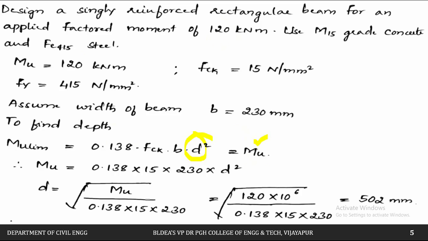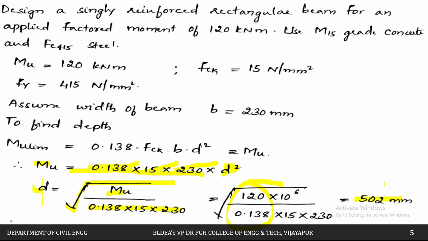So therefore 0.138, FCK is 15, B is 230, D is unknown to us. So we will bring all these terms this side. Therefore Mu divided by 0.138 FCK B. So 0.138 FCK B will come this side. So therefore D will be equal to the square root of this. If you substitute and calculate, you will get answer as 502 mm.